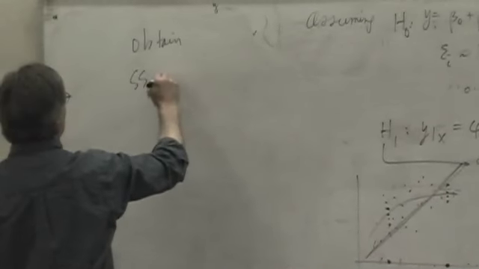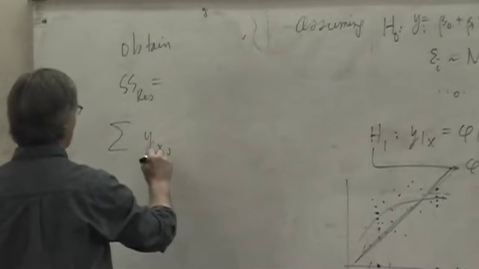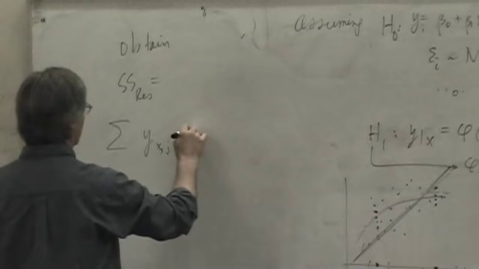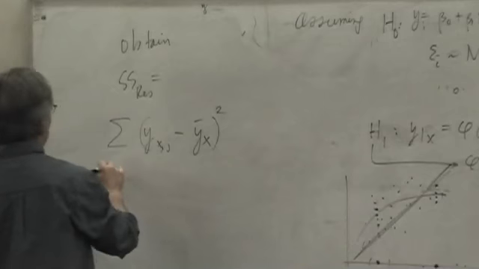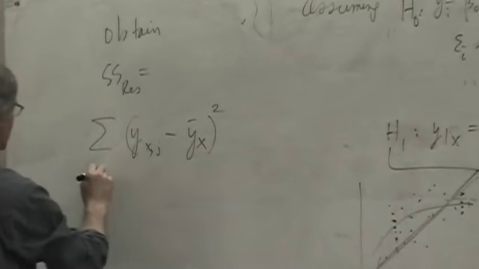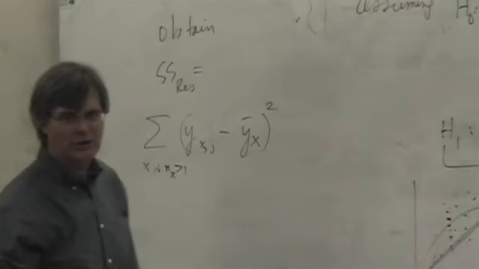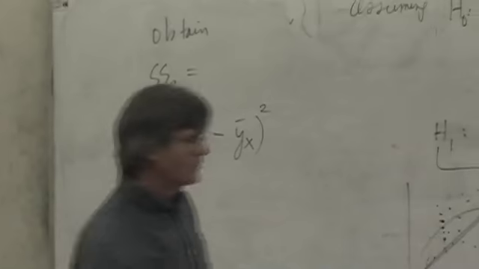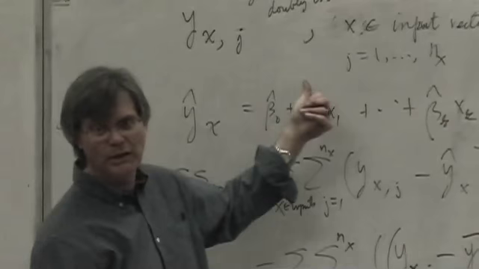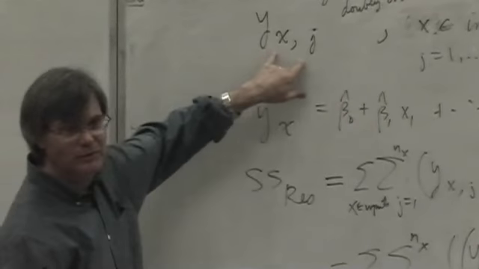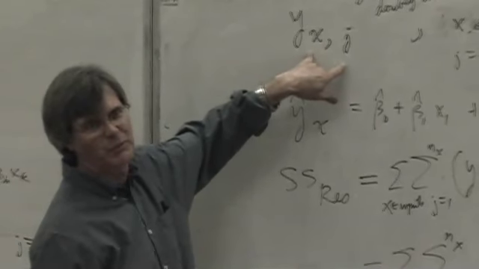SS res is equal to the sum of my y points minus y bar sub x, squared. And here now I'm only going to sum over all x where n sub x is greater than 1, because otherwise this is just a 0 contribution. Because what is y bar sub x if n sub x is equal to 1? I can also talk about n sub x equaling 1 here. Notice that when I did this doubly indexed notation, this made sense for n sub x equal to 1 when there wasn't a repeated measure. j went from 1 to 1.